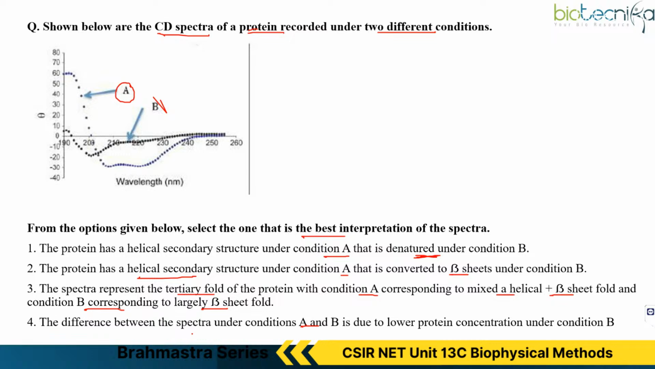Now, this question is based on circular dichroism spectroscopy. If you have studied how to read the circular dichroism spectra, then only you can answer this question. You should be familiar with what positive and negative bands indicate: presence of alpha helix structure, beta sheet structure, or random coil structure, right?